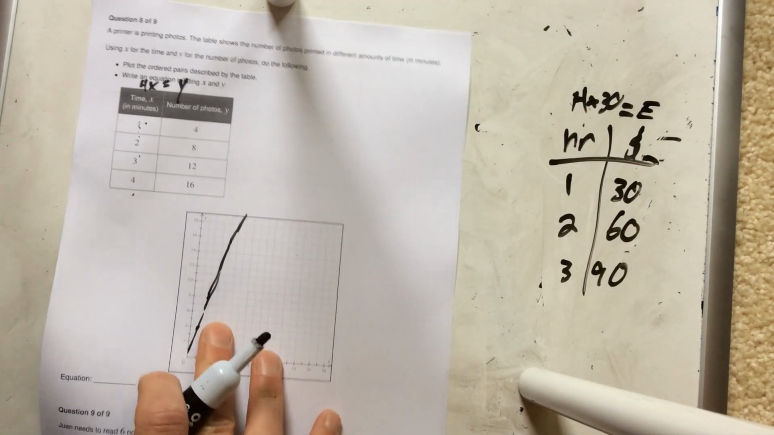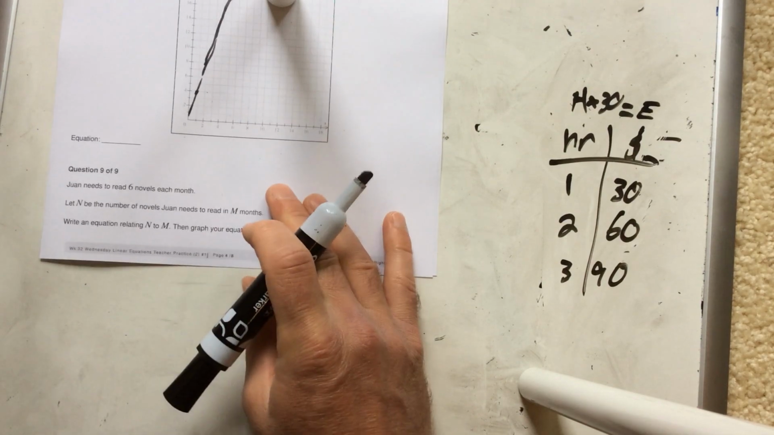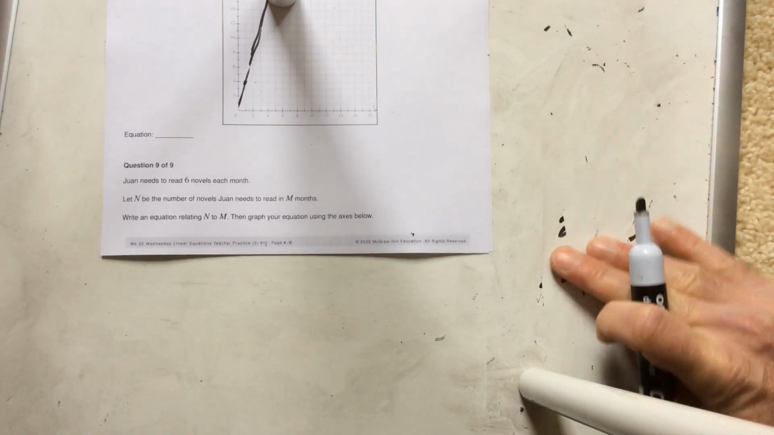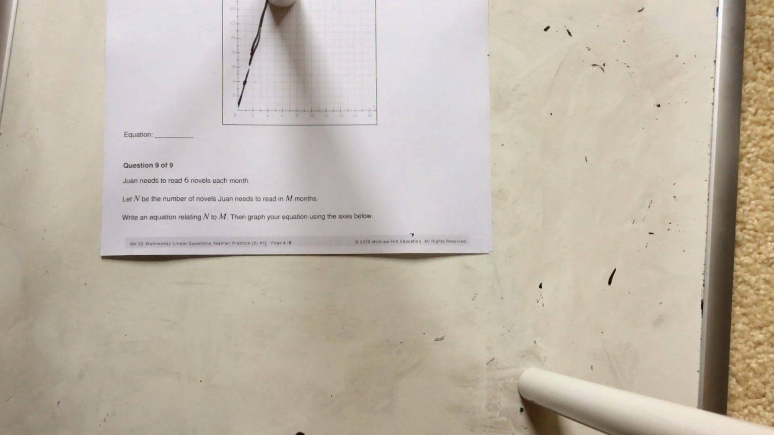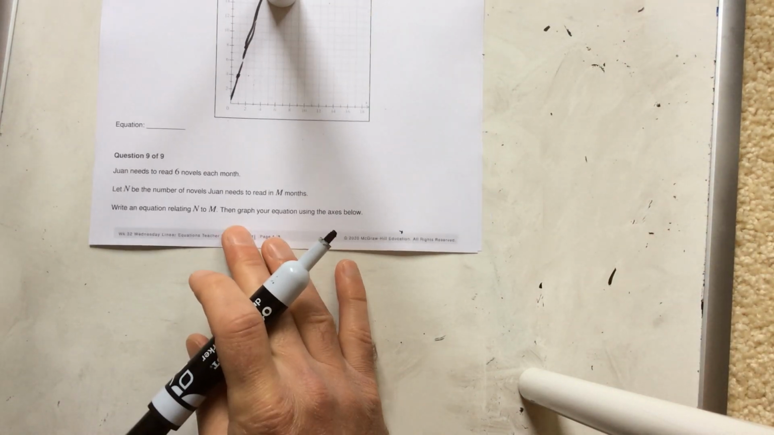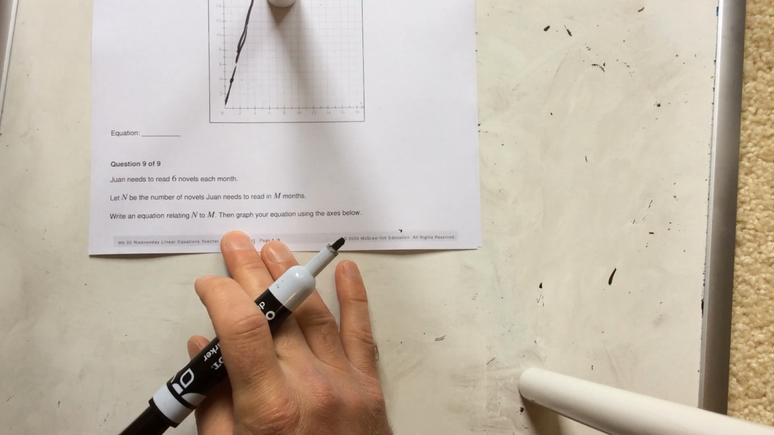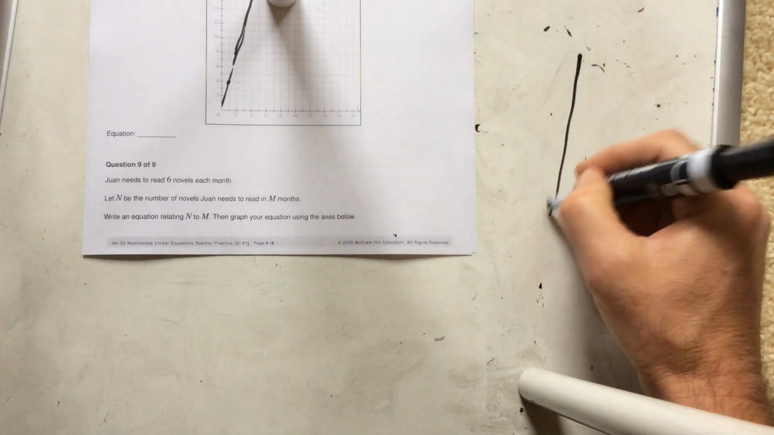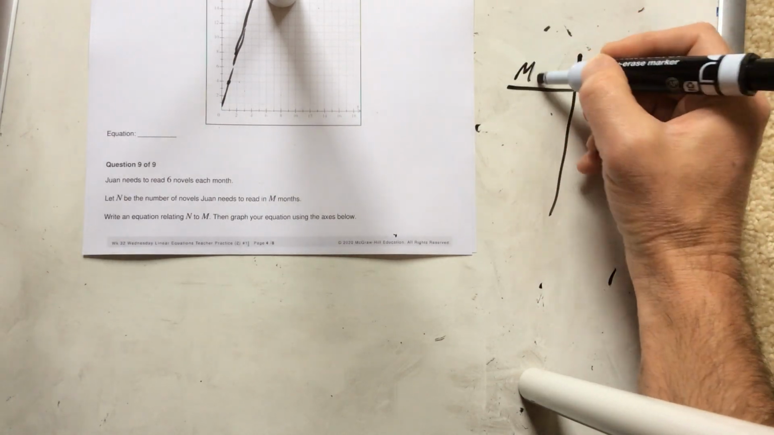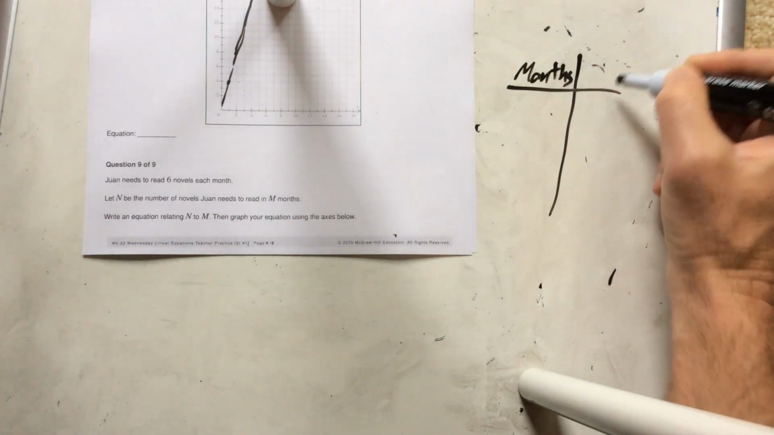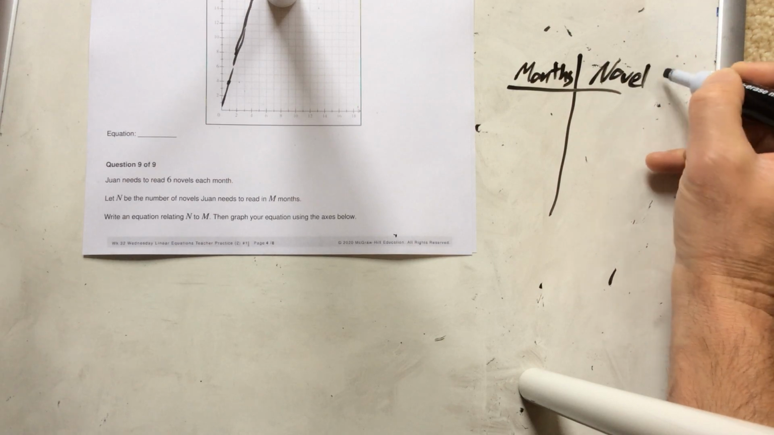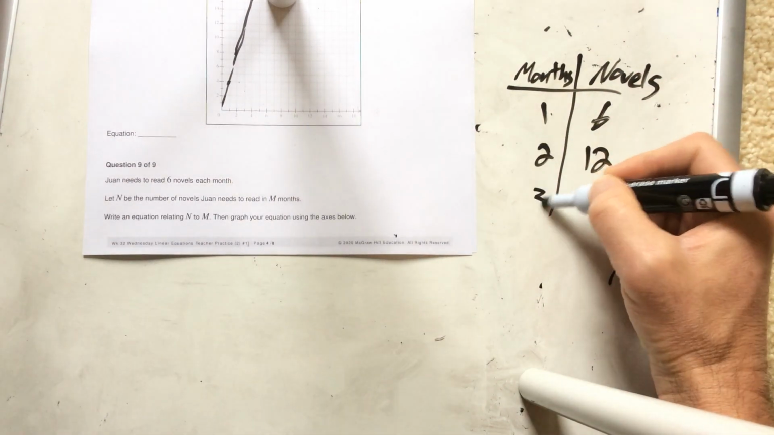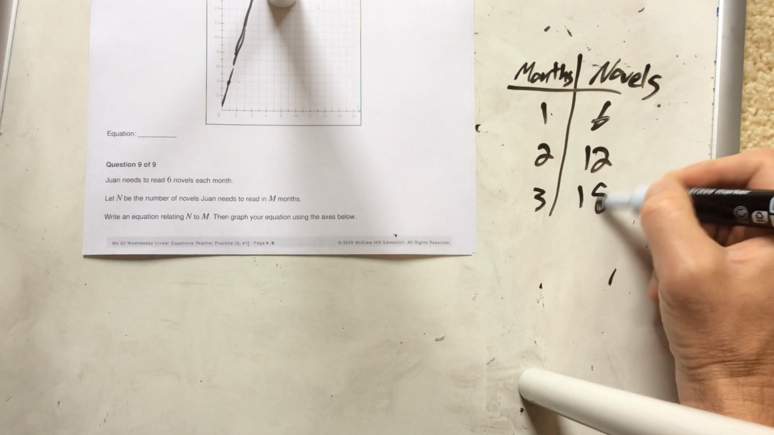Okay, our last question. Juan needs to read 6 novels each month. Let N be the number of novels Juan needs to read in M months. Write an equation, then we'll use the equation to graph it. 6 novels each month. So my independent variable is months. Months just keep going and determine the novels. After 1 month, 6 novels. 2 months, 12 novels. 3 months, 18 novels.